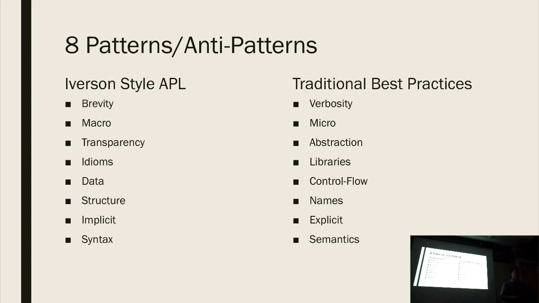Data over control flow. APL code tends to have relatively sophisticated data representations, in terms of multi-dimensional array layouts and things like that, but tends to emphasize extremely simple control flow. Structure tends to be more meaningful in the APL community, whereas names tend to be much more widely used in other languages to help you track the flow of code through a regular program. Implicit versus explicit, and syntax versus semantics, go along with that.